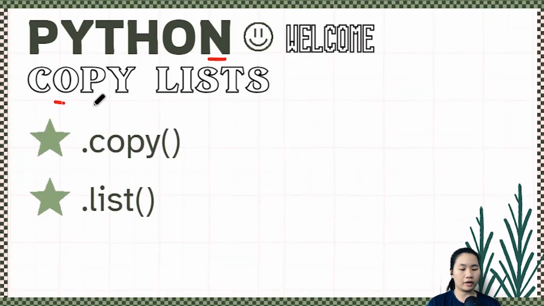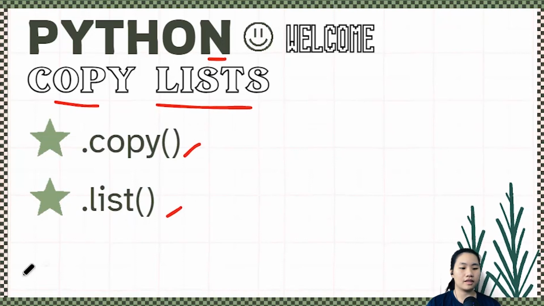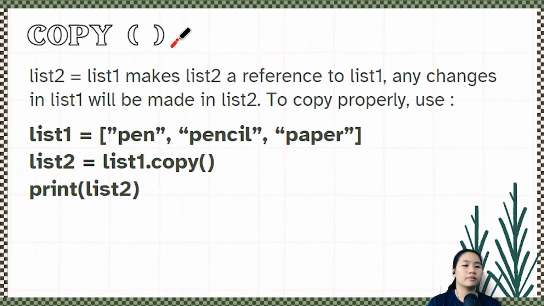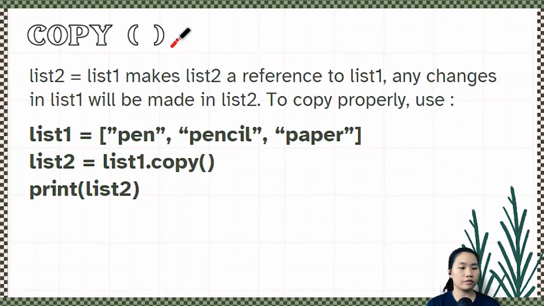Today we'll be learning about copying lists, specifically the copy method and the list method. Now first we have copy. I want to be clear about the difference between the syntax of copying and referencing.